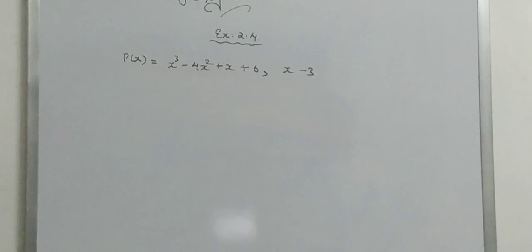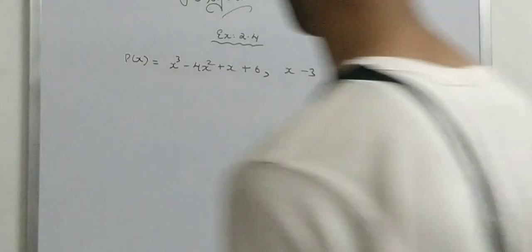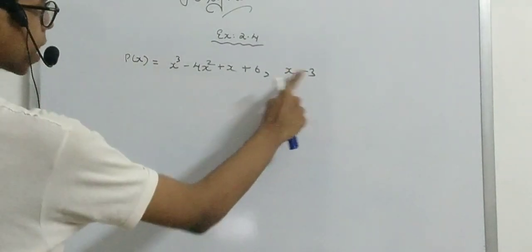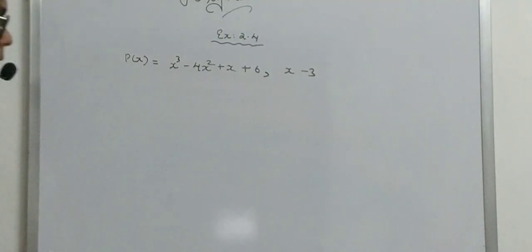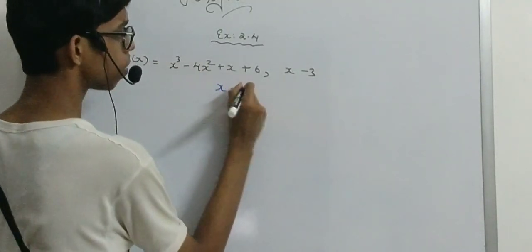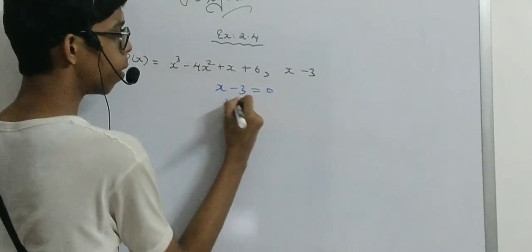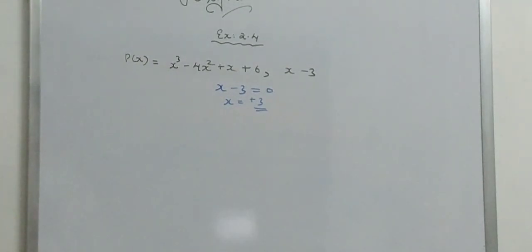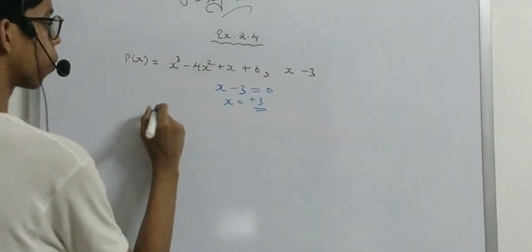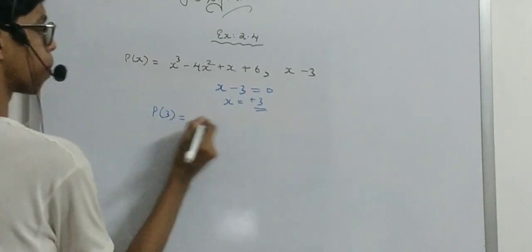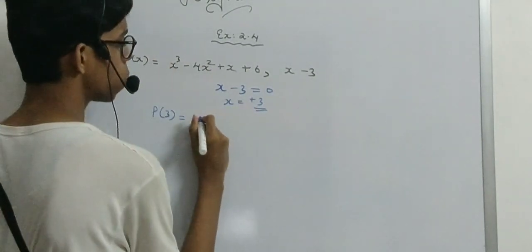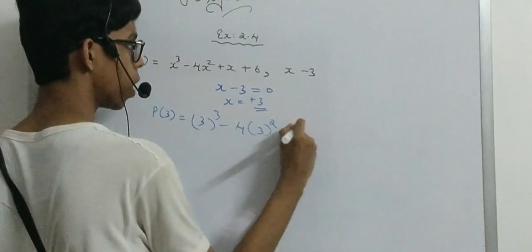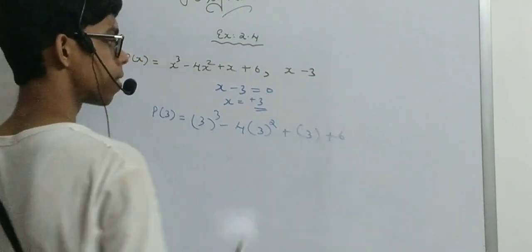Our third one is p of x is equal to x cube minus 4x square plus x plus 6, and we have to see whether x minus 3 is a factor of this polynomial. First of all, we take x minus 3 equated to 0. So we will be getting x is equal to plus 3. Now we have to find the value of p of 3. P of 3 means substitute this 3 in place of x. So you will be getting 3 cube minus 4 into 3 square plus 3 plus 6.